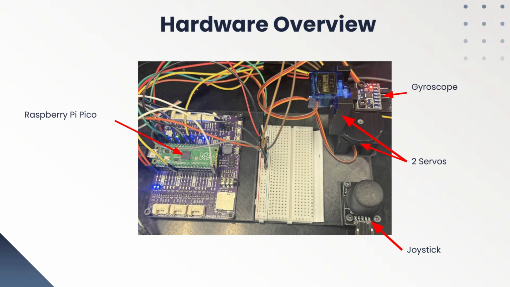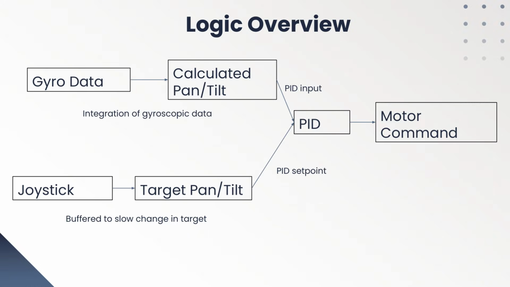This is a hardware overview for our project. We have the gyroscope, 2 servo motors, and the joystick, and it's all connected to a breadboard connected to a Raspberry Pi Pico. For the logic of the code, we took the gyro data and calculated the pan and tilt.